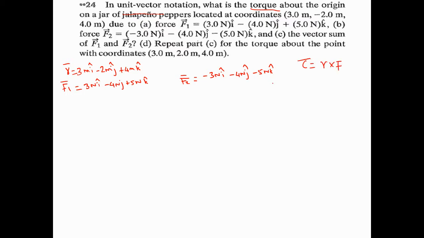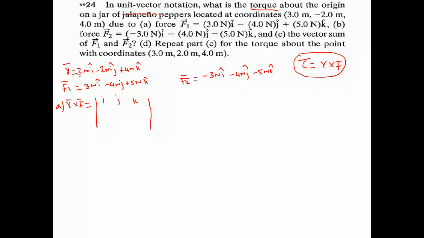Yes, teacher. So I'm going to apply this formula for two forces. First question, I'm going to apply the formula for the first force. So R vector cross F vector, which is equal to, you already know the method, I, J, K. Am I right? What is your value for I component? 3, minus 2, 4.